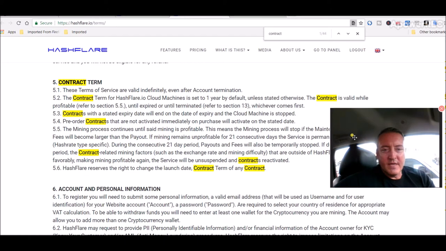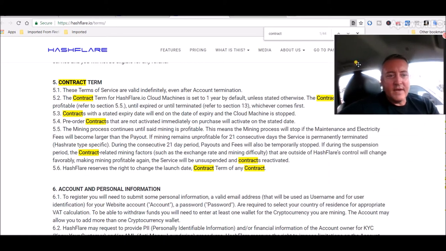So let's go down and read 5.5. The mining process continues until said mining is profitable. This means the mining process will stop if the maintenance and electricity fees will become larger than the payout, which happened back on June 10th. If mining remains unprofitable for 21 consecutive days, the service is permanently terminated.